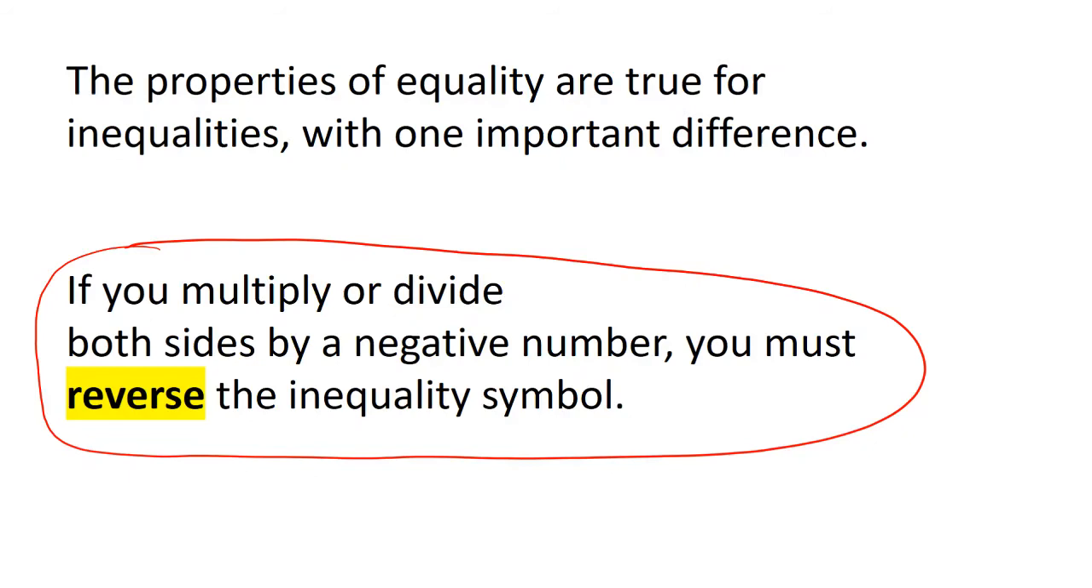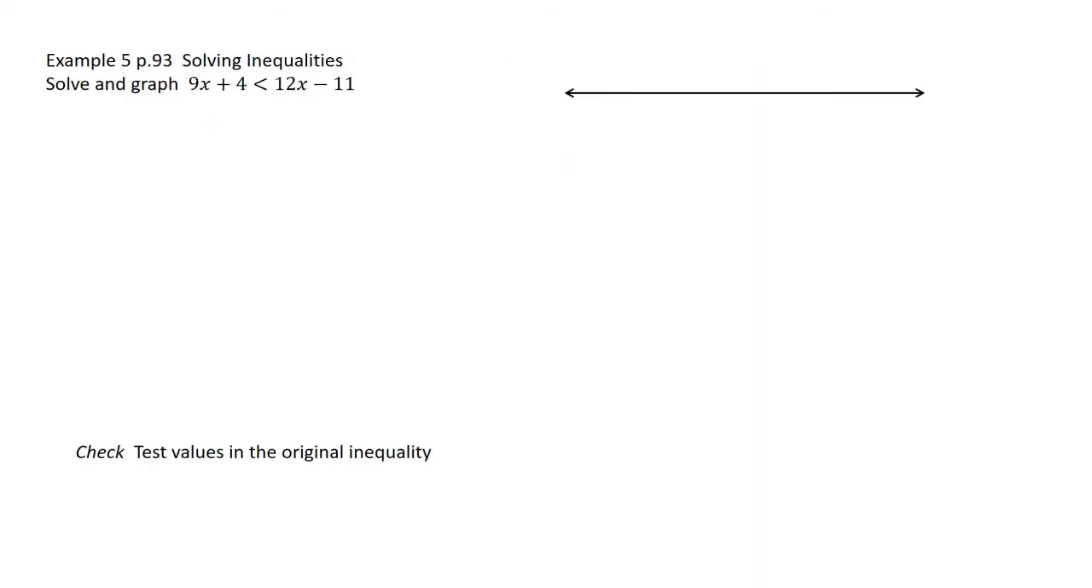We're going to do a few problems so you can learn that, but make sure you reverse the inequality. This is something you're going to see on the SAT, because they're always wanting to know if you know these little rules. So if you multiply or divide both sides by a negative number, you must reverse the inequality symbol. Make sure you know that. All right, let's give one a try.